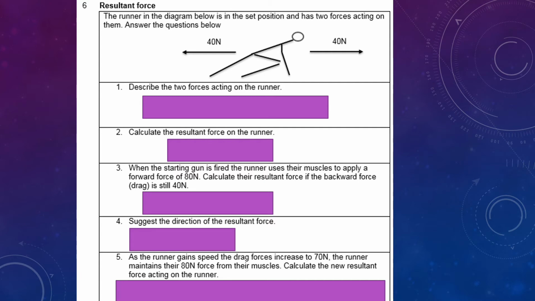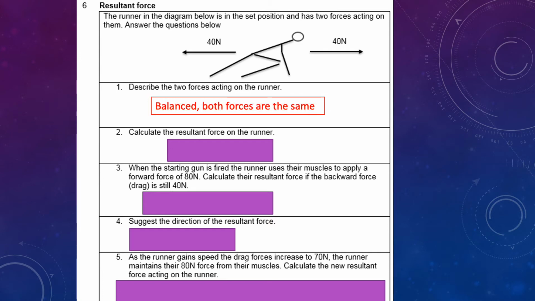Perfect. So those 2 forces we say are balanced because both forces are exactly the same. And number 2 says calculate the resultant force on the runner. Now, hopefully you shouldn't need a calculator for this, but if you have 2 forces that are going in opposite directions, then you have to subtract them. So 40 minus 40 is going to be 0.